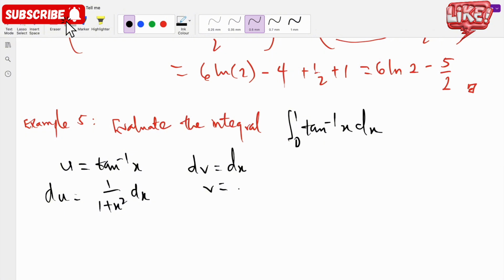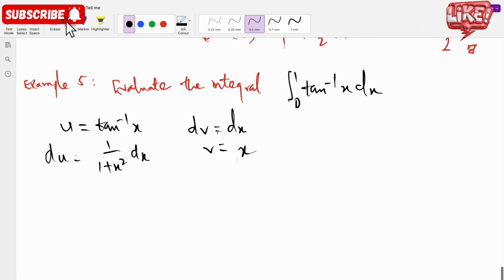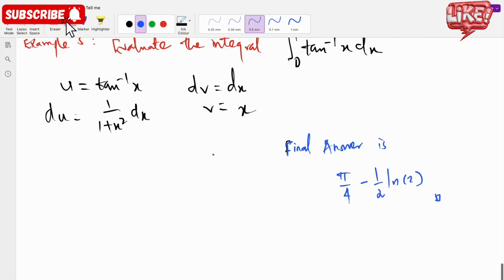So I want you to do this example, and your final answer should give you, let me write it out here. Final answer is pi over 4 minus 1 over 2 natural logarithm of 2. So this will be your final answer.